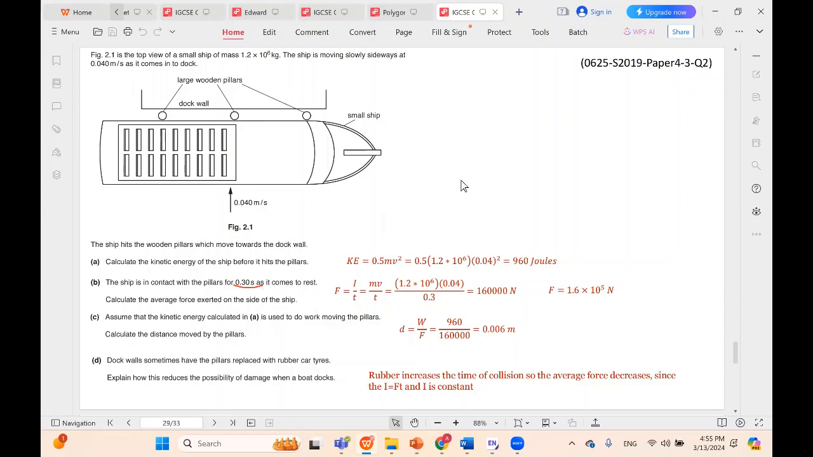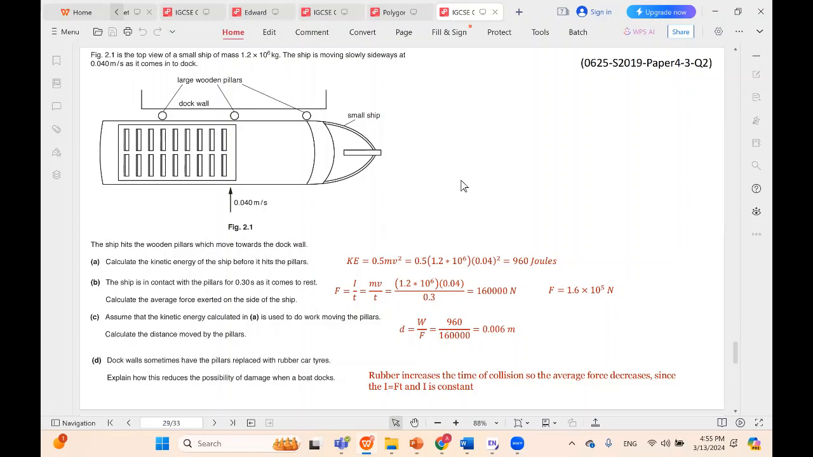Impulse will be the final momentum again, or the change in momentum, which is 1.2 times 10 to the power 6 times 0.04. Since it's going to come to rest, the final momentum is going to be 0. We want the initial momentum minus 0, so we just put in the initial momentum of the ship. And therefore, 1.2 times 10 to the power 6 times 0.04 divided by 0.3 gives us 160,000 newtons, which is almost 1.6 times 10 to the power of 5 newtons as well.